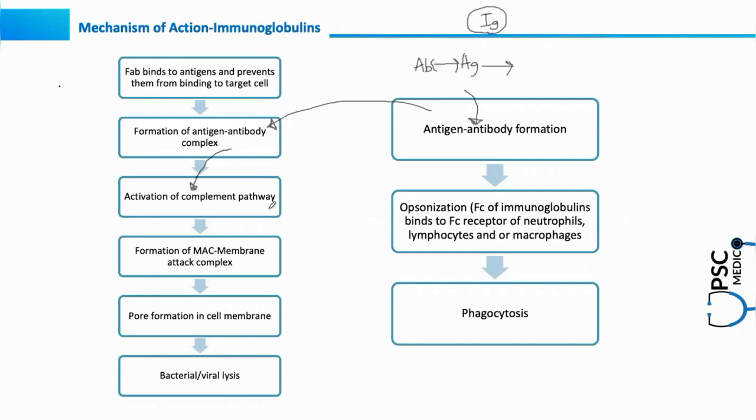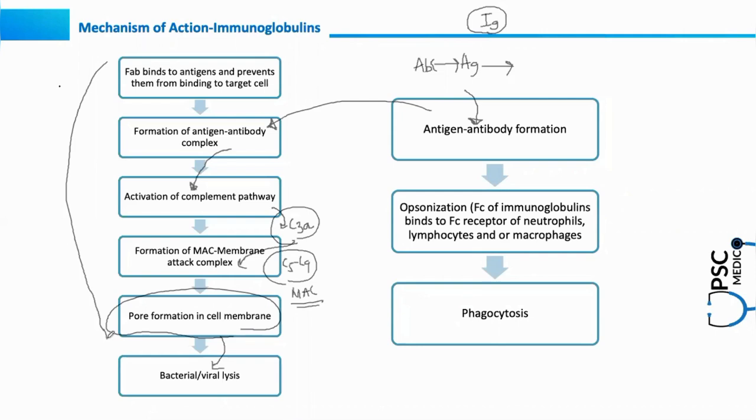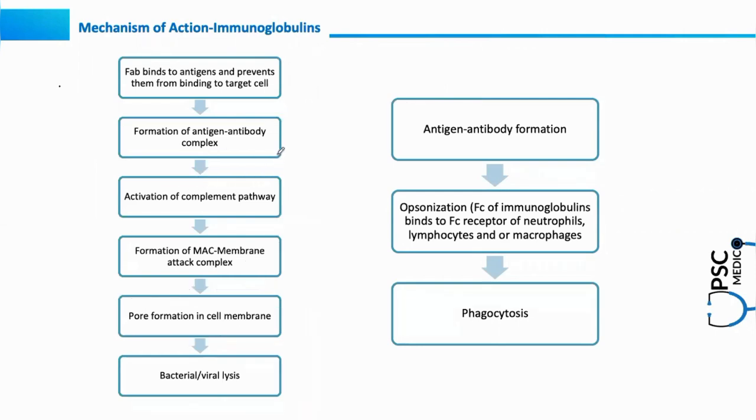Whenever the complement pathway is activated, the main factor is C3a, and it leads to formation of the membrane attack complex. C5 to C9 is the membrane attack complex. And what is the function of this MAC? MAC produces pores in the cell membrane, in turn leading to lysis of the microorganism. So this is the mechanism of action of immunoglobulin in a nutshell. But there are other mechanisms too.